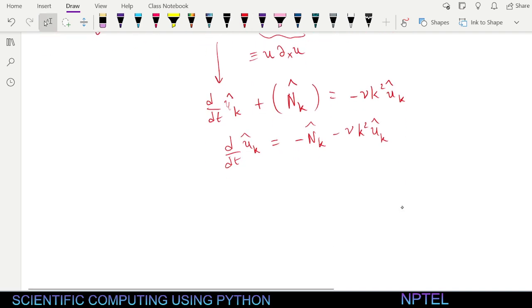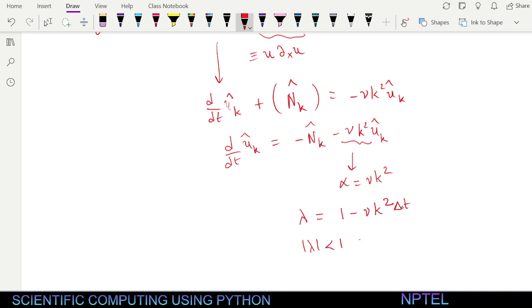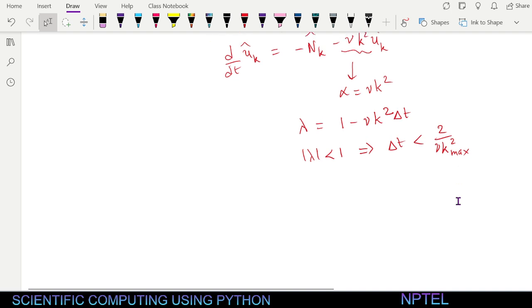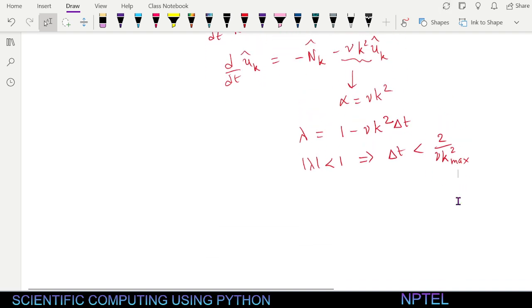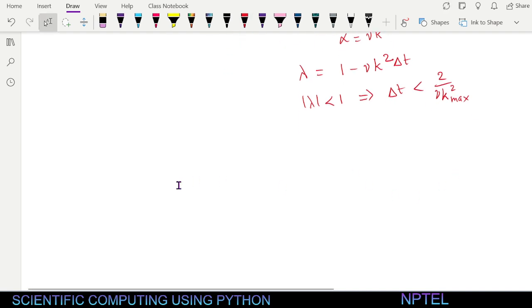Okay. And if you look at just the linear part, then your alpha is again nu k square. Yeah. So the factor that you multiply every time, let's call it lambda, that becomes 1 minus nu k square delta t, and the mod of lambda should be less than 1, which means again delta t should be less than 2 by nu k square. Okay. And if you want to use some better methods, then of course this is a linear equation. You can use RK2, RK4, etc.